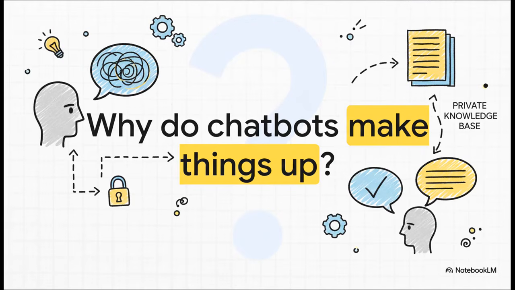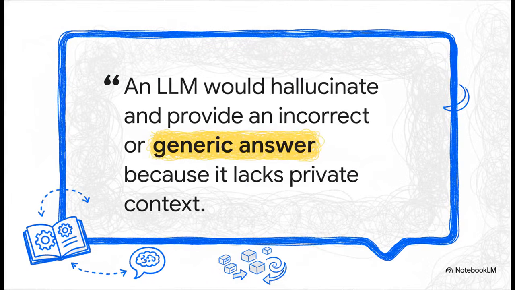So, let's start with a problem I'm sure we've all run into. You ask a chatbot a pretty specific question, right? Maybe about a company policy or something, and you get back this answer that sounds super confident, but it's just completely wrong. We call that a hallucination, and it happens for a really simple reason. The AI just doesn't have the right context. It's flying blind.